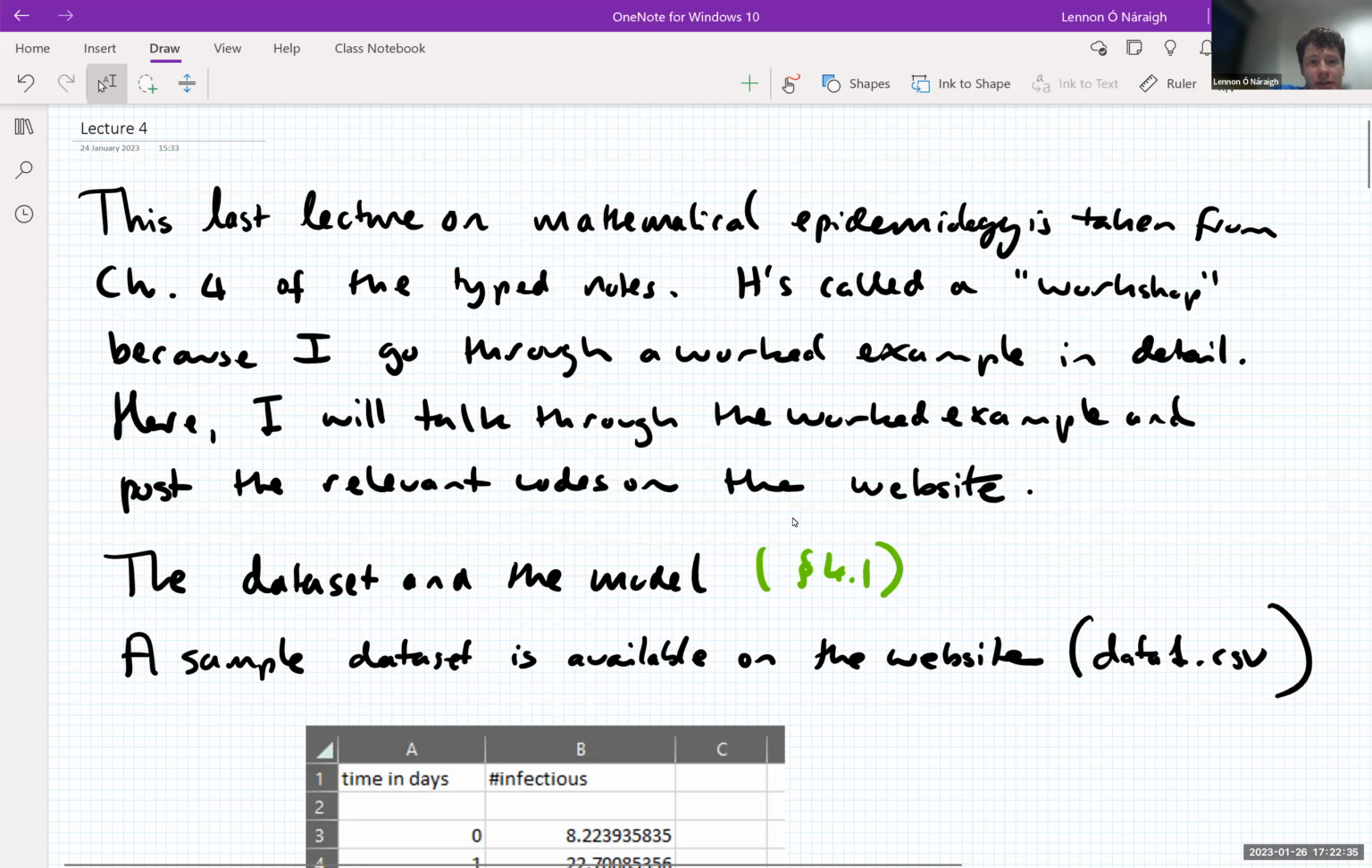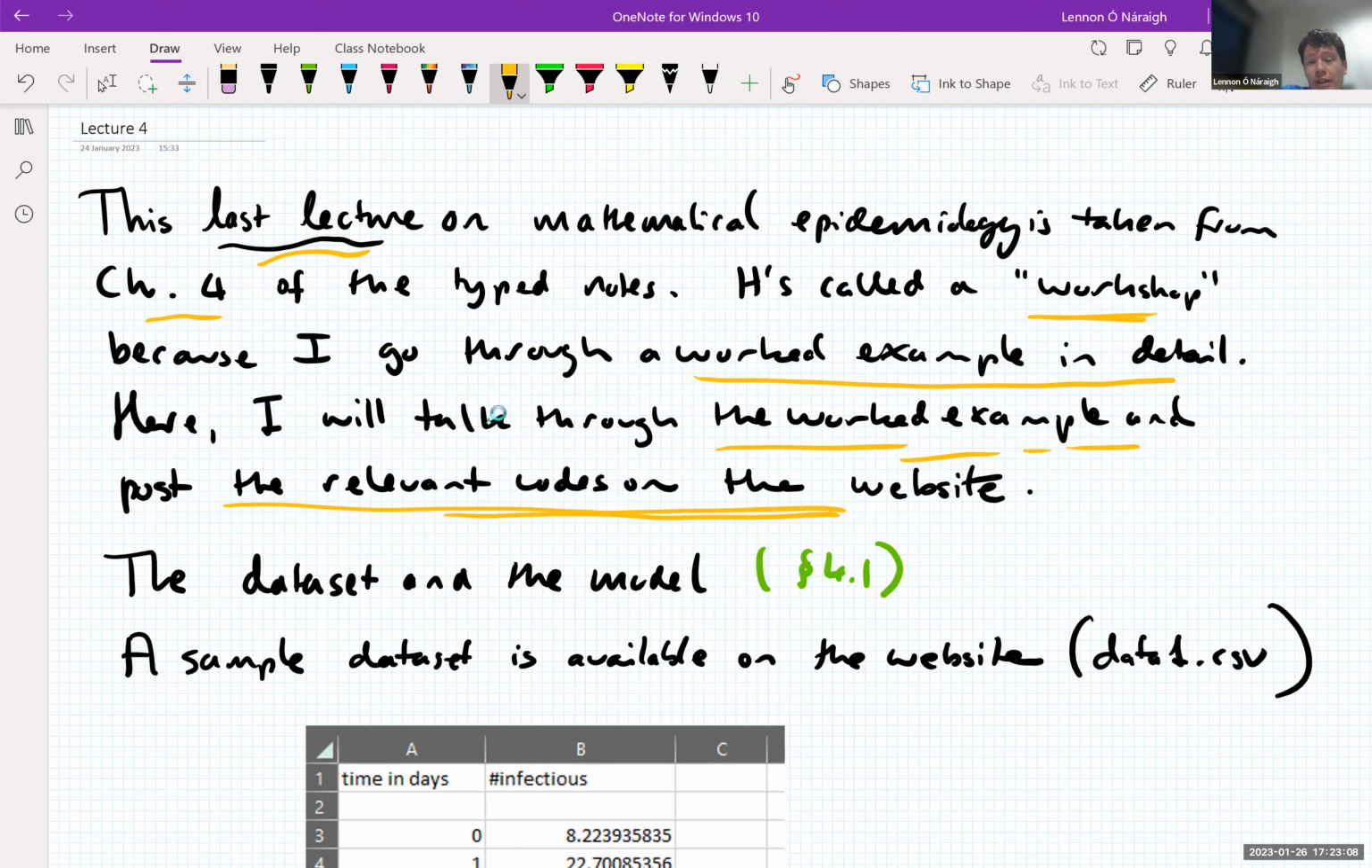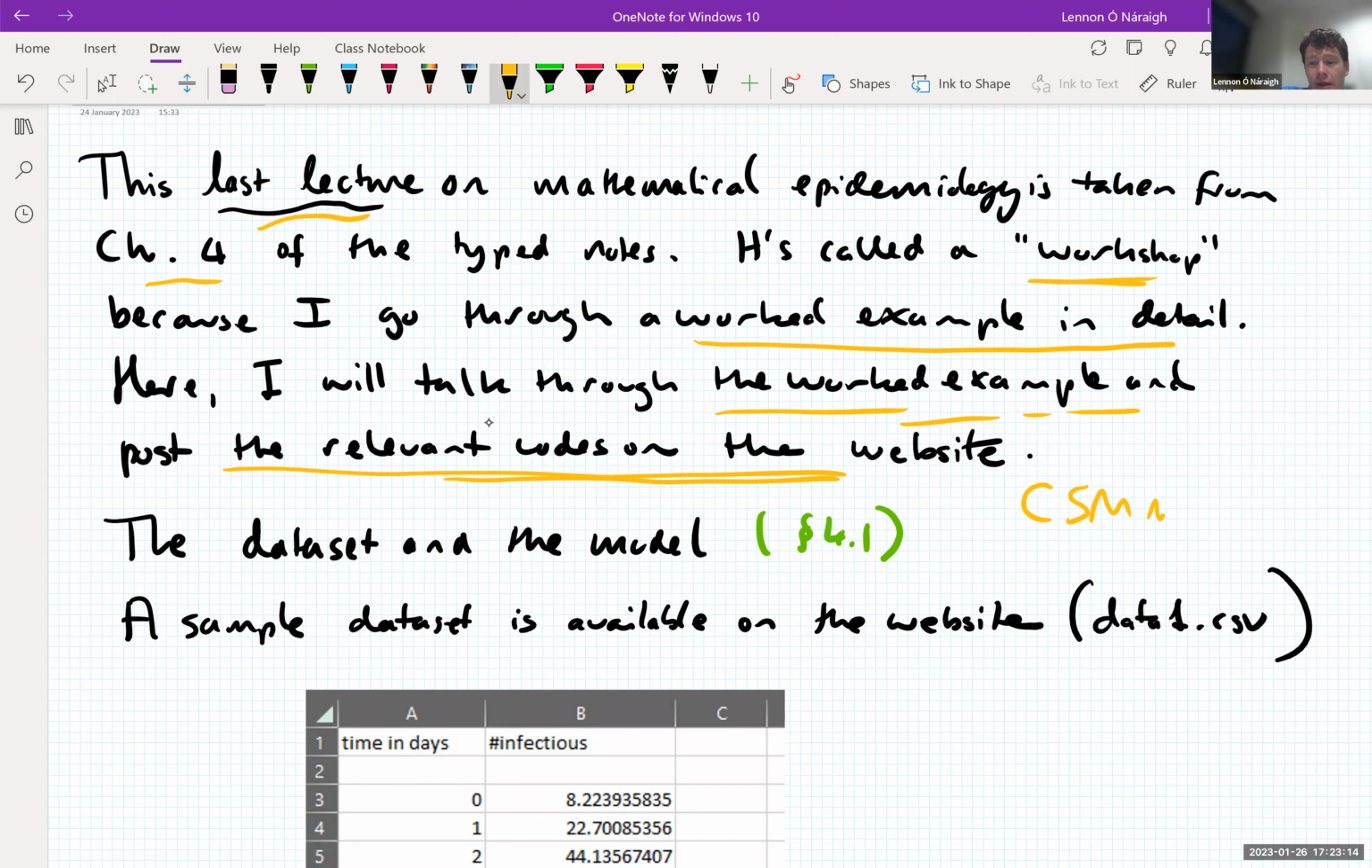Okay, welcome to this final lecture in the short series on mathematical modeling of epidemiology. This last lecture in the series is taken from chapter 4 of the type notes. I call this chapter a workshop because here I go through a worked example in detail. In this recording, I'm going through the worked example and putting the relevant codes in a little repository on the website, Case Studies in Mathematical Modeling.